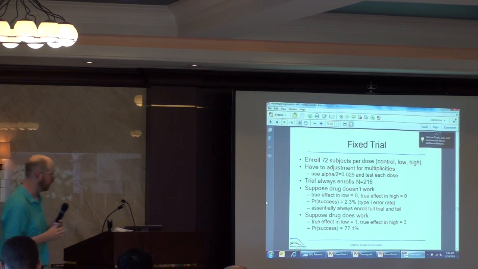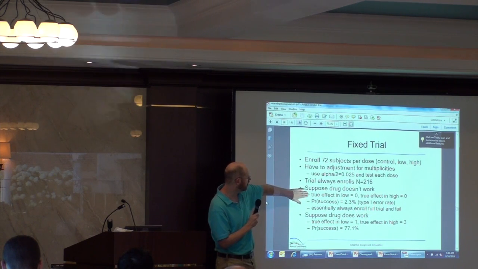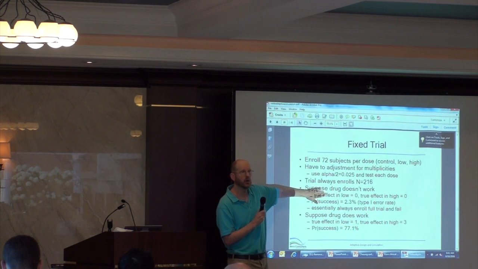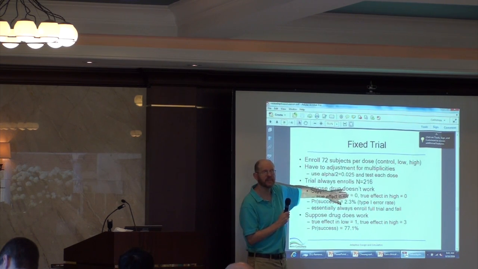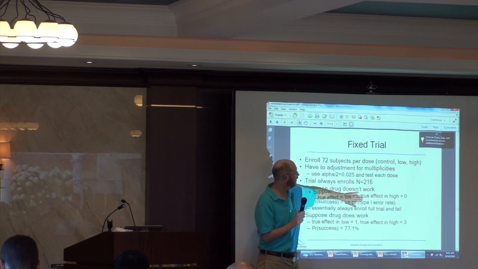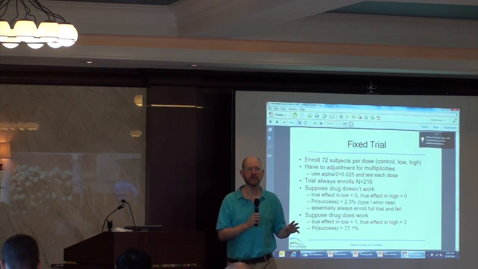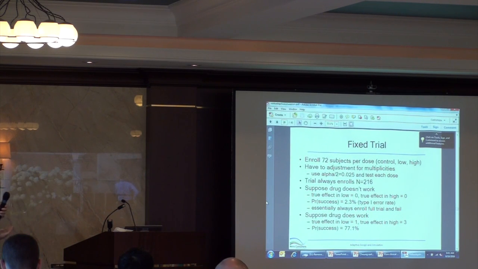If the drug doesn't work, so this is a situation where these are changes. When I say true effective low, this is the change from baseline. So the true effective low is nothing. It's the same as, sorry, not baseline, placebo. So the true effective low is 0, same as placebo. The true effective high is 0, same as placebo. There's nothing going on. In that case, a fixed trial gives you a type 1 error rate of about 2.3%. That's the probability of trial success. And in that case, it's an incorrect success.